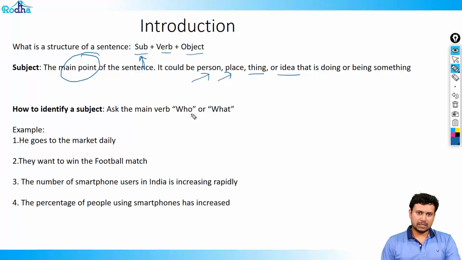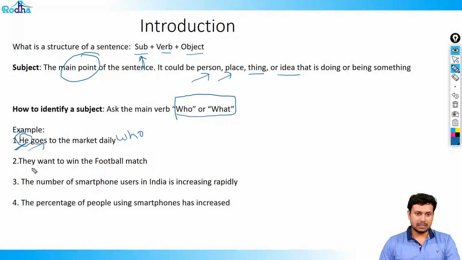So to ensure that we always get the right subject, we will follow an algorithm in which we will ask the main verb one of these two questions, either who or what. Let's see if we can apply this logic. If you look at the first example, it says he goes to the market daily. Now, which is your first main verb? Goes. So you obviously can't ask what goes to the market. So you will ask who goes to the market, and you get the answer as he. Therefore, your subject in this case is he.